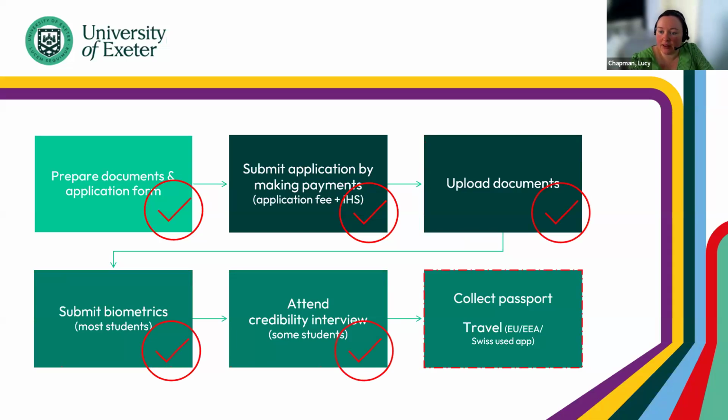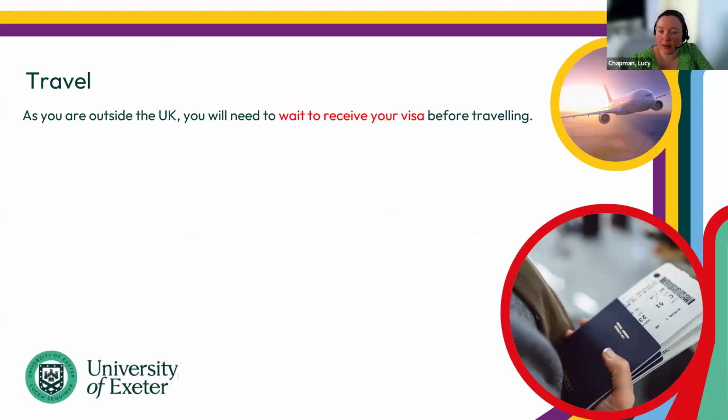The final step, let's look at what happens after you've applied for your visa application. As you're outside the UK, you will need to wait to receive your visa before travelling to the UK. Once your application is complete, UK Visas and Immigration will email you with a decision and instructions on what to do next. Make sure you read through this information carefully and keep your decision, email or letter in a safe place.